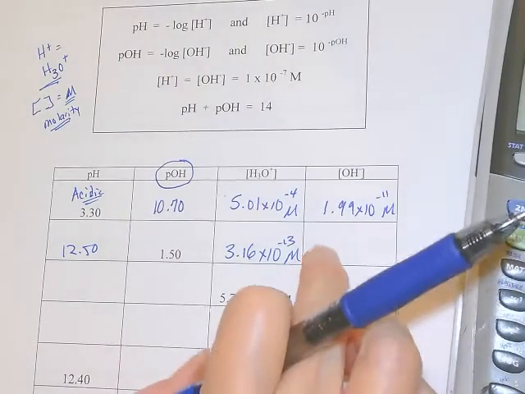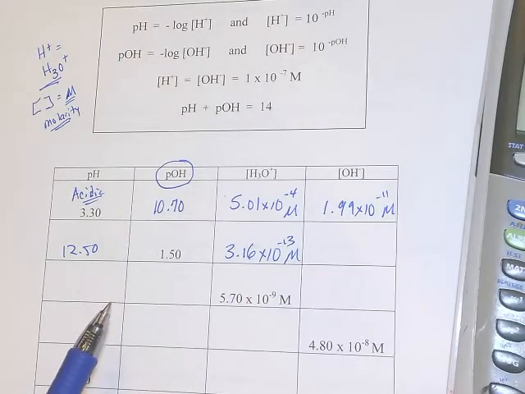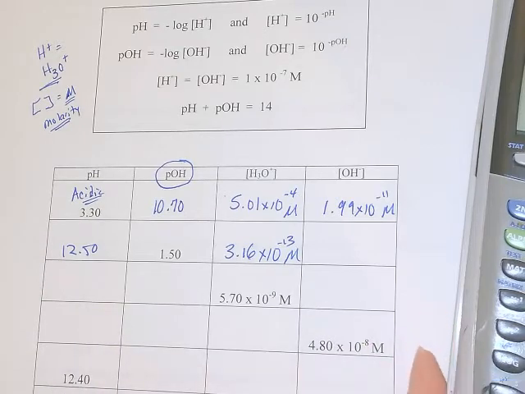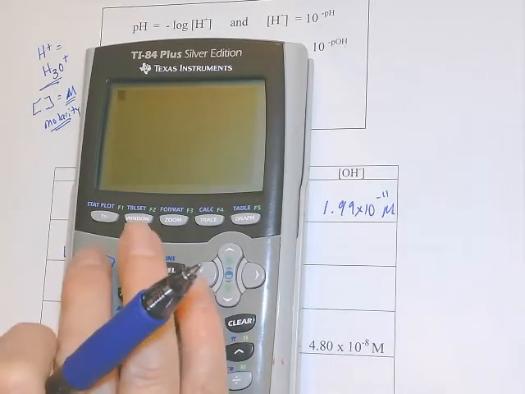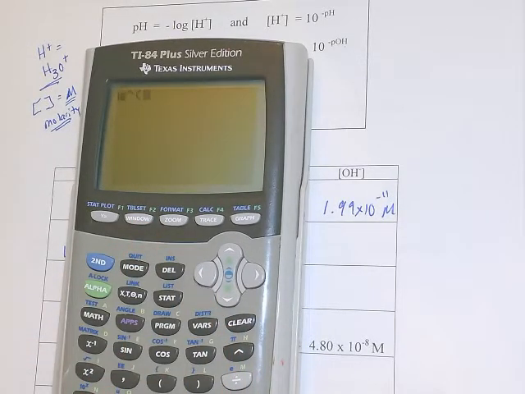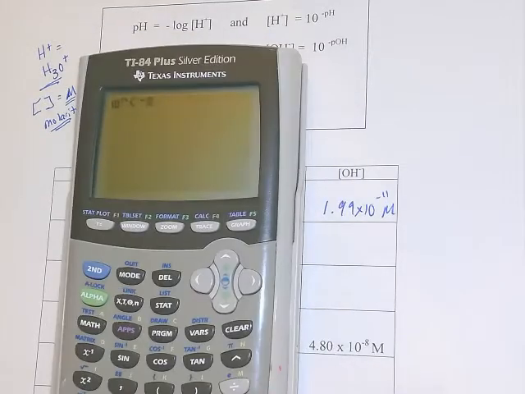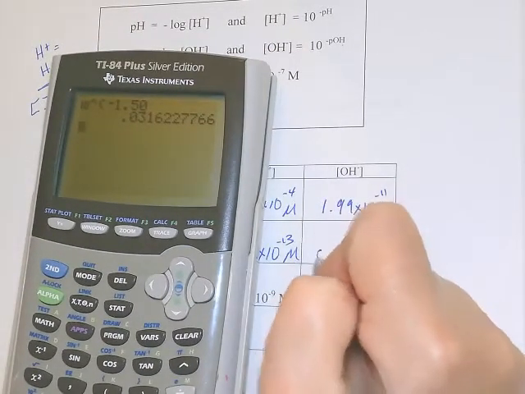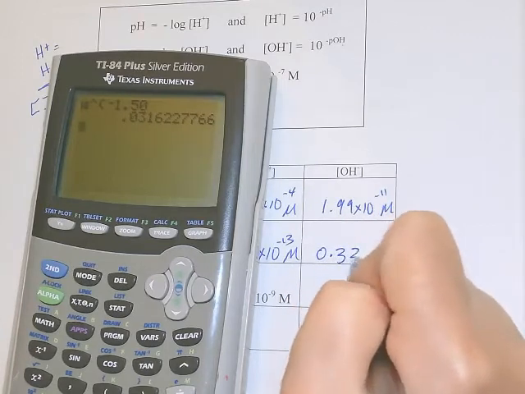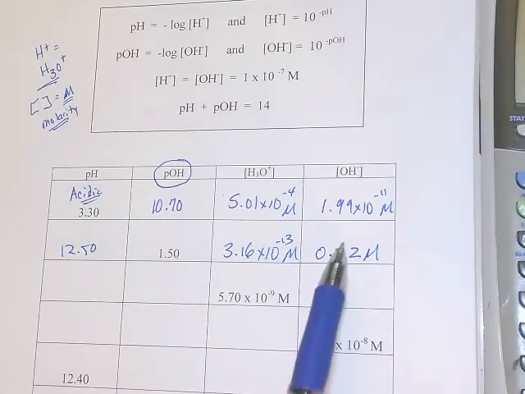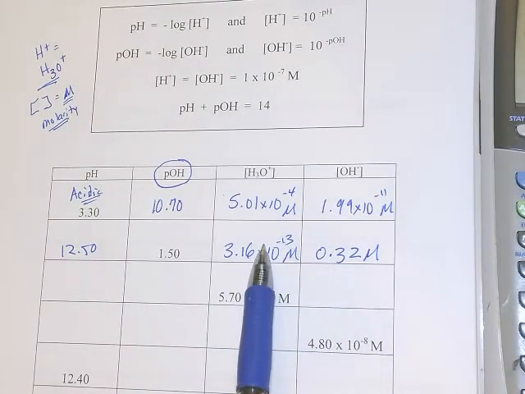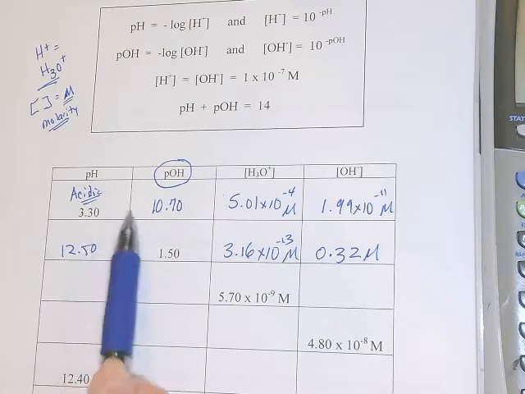So now you would do the same thing with the hydroxide. You should pause the video and punch this in yourself. When you look, you should come up with an answer of 0.32 moles per liter. Notice your hydroxide ion concentration is much, much larger than your hydronium, giving you a basic pH.